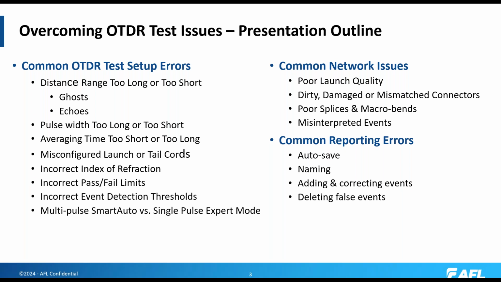We'll also talk about common network issues. Some of this is a repeat from the part one presentation, but reinforcement is always good. So poor launch quality, dirty or damaged or mismatched connectors, poor splices and macro bends, and misinterpreted events. And then we'll close with some common reporting errors for those folks who must generate a report once they've completed their OTDR testing. These could be failing to save your results, incorrectly naming them, a desire to add or correct events or delete false events in your report.